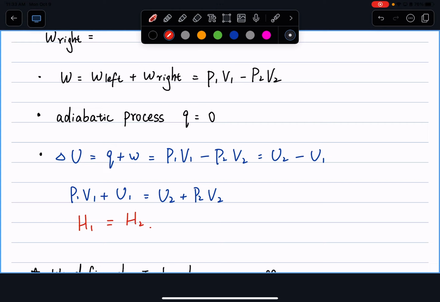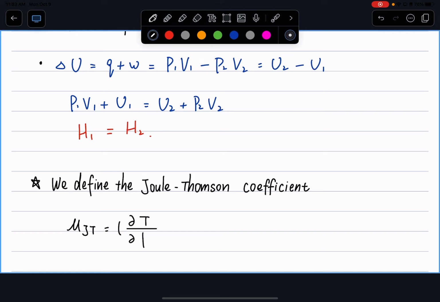And the Joule-Thomson coefficient, mu JT, is thus defined to be the partial derivative of temperature with respect to pressure at constant enthalpy. Now let's spend a little more time on what happens if somebody actually does the experiment, and how we interpret the result coming from the Joule-Thomson experiment.